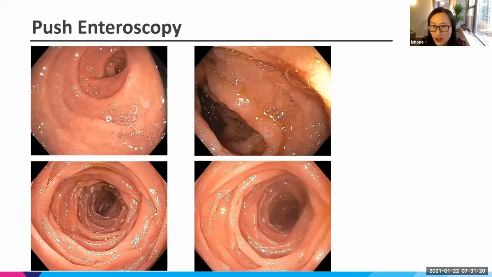So this was his push enteroscopy. It was grossly normal. There was some nodular mucosa. This is the duodenal bulb. We went to the mid-jejunum, which actually looks pretty normal, and took some sample biopsies.